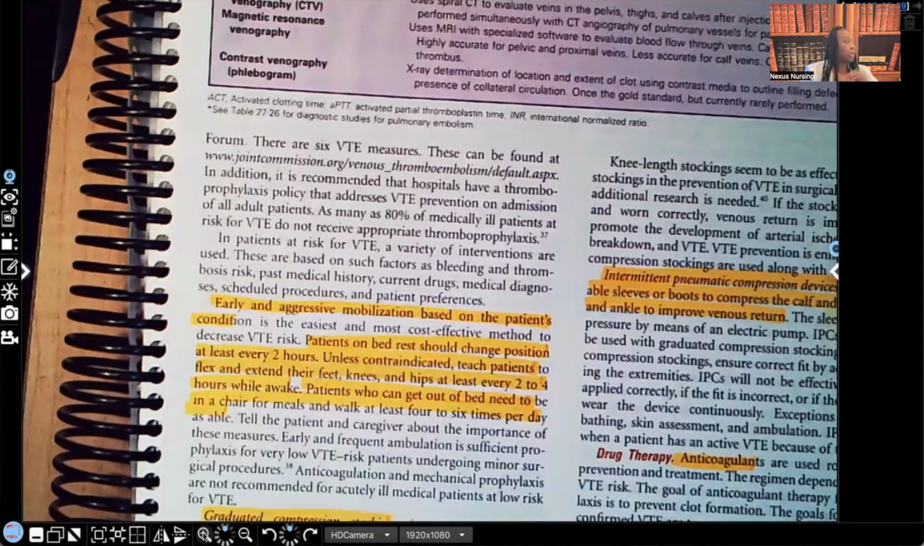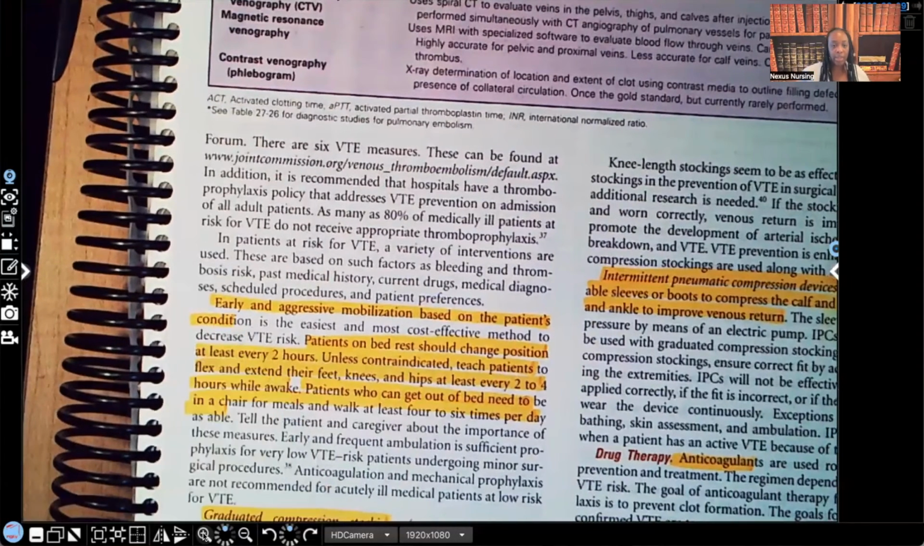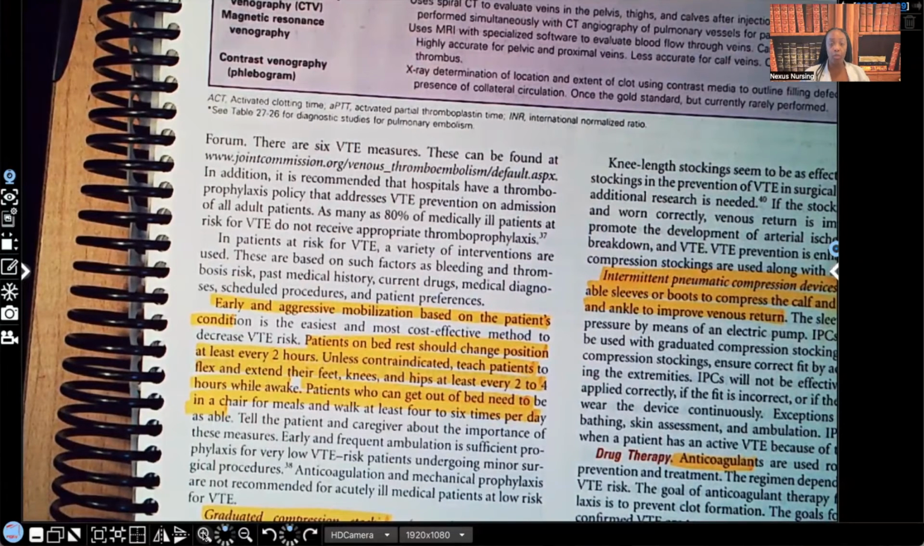Okay, so look at what it says right here. Early and aggressive mobilization based on the patient's condition. We're going to want to get them moving around as soon as possible because one of the things that causes clots in the first place is not moving. So we want the patient to move around. Patients on bed rest, if for whatever reason we cannot get them moving around, we still want them to do exercises in the bed. We don't want them just lying there.